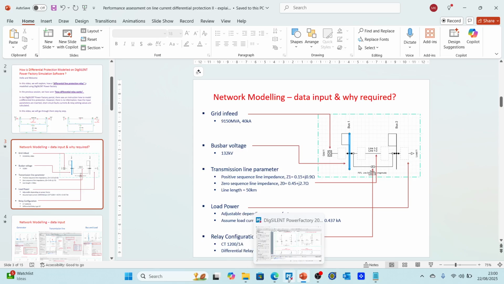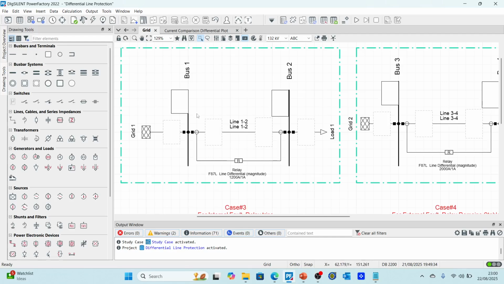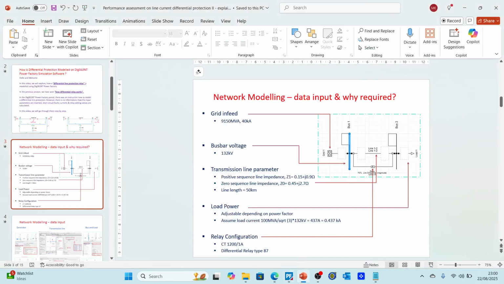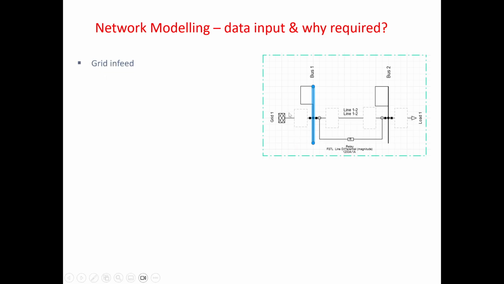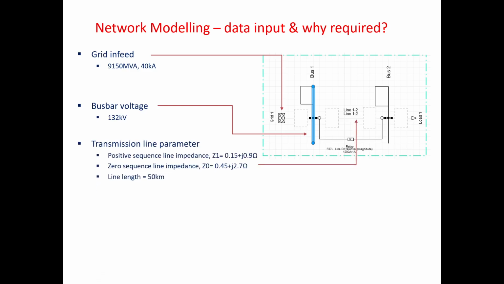So here is the DIgSILENT model prepared, for example, in here. So what we need to know is the input parameters. The input parameters are, for example, the grid infeed, such as fault level, the busbar voltage, which is 132 kilovolt in this case, and transmission line parameters, such as positive, negative and zero sequence impedance values. And then, of course, the line length is 50 kilometer as an assumption.